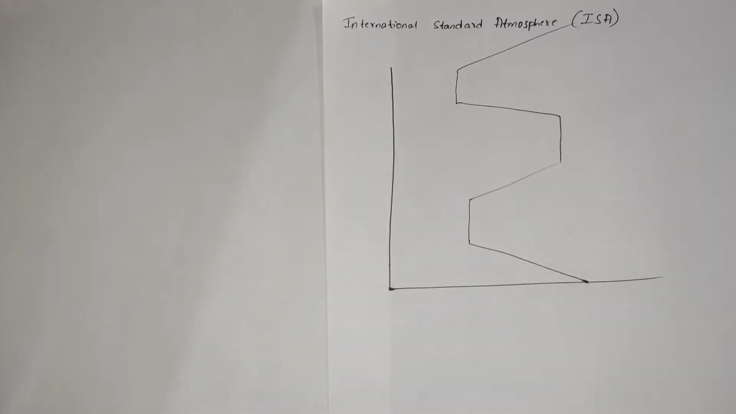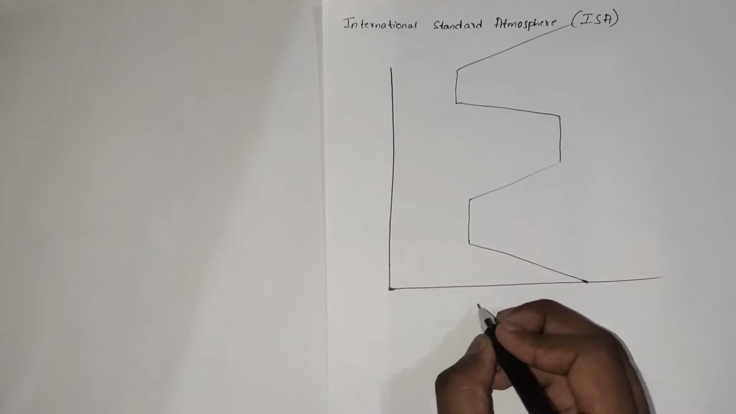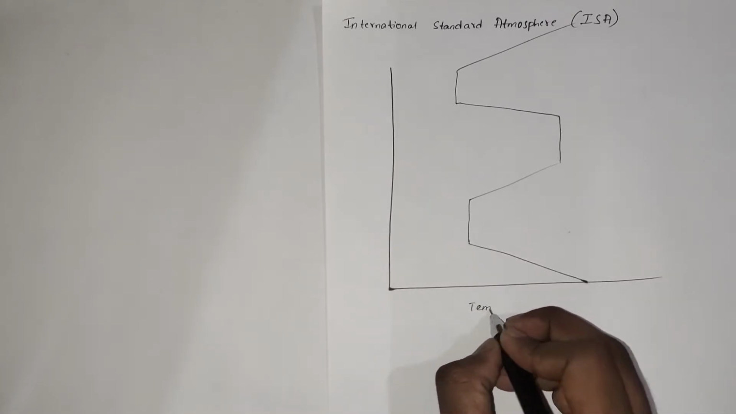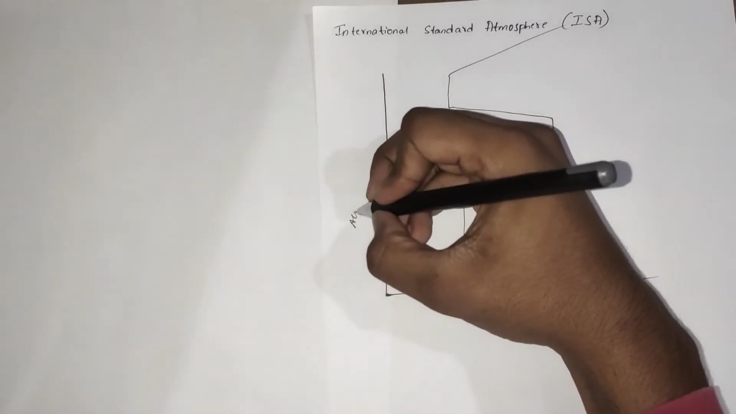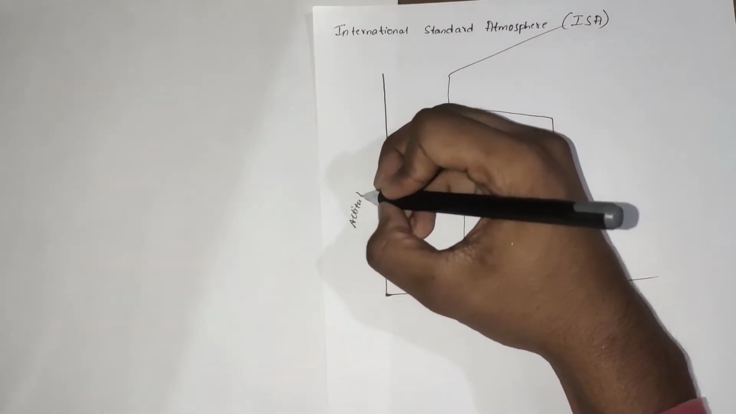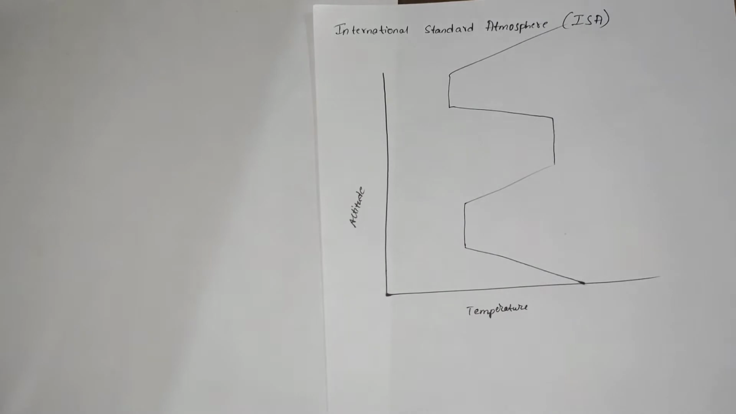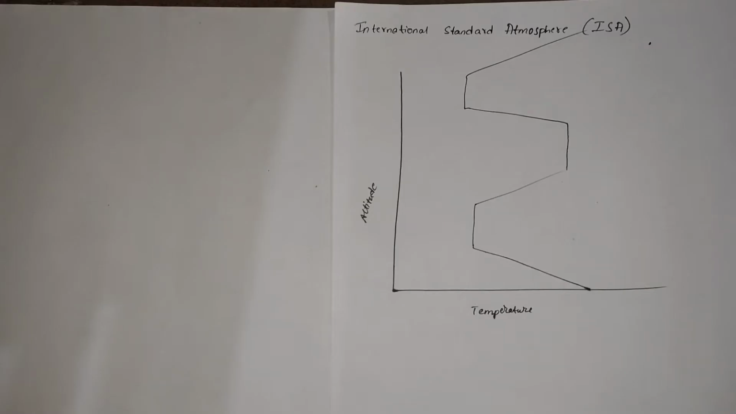So we'll draw a graph between altitude versus temperature, with temperature along the x-axis and the altitude over the y-axis. So we know that the temperature of the gas is directly proportional to the average kinetic energy of molecules present in that region.